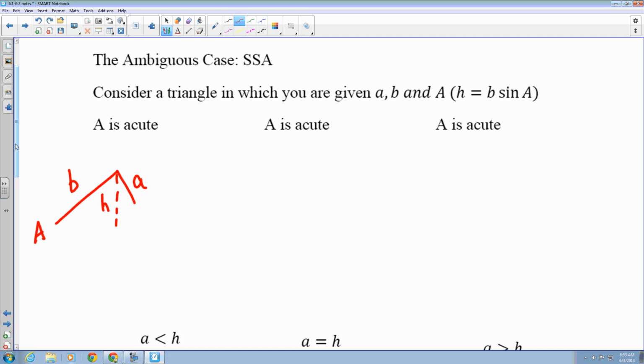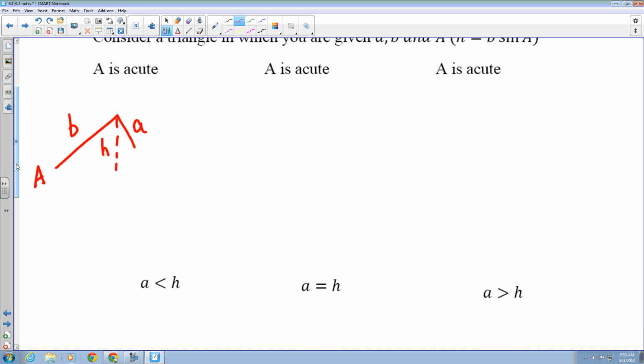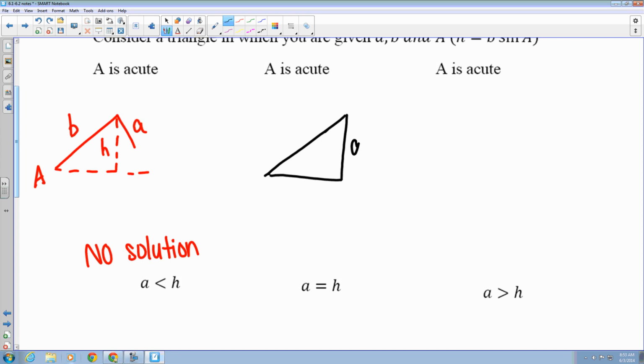So if my side a, which is across from angle A, is less than the height of the triangle, then it's going to be no solution. These are all with an acute angle. We'll do those first. If a is equal to the height, then it's a right triangle. There is one solution.